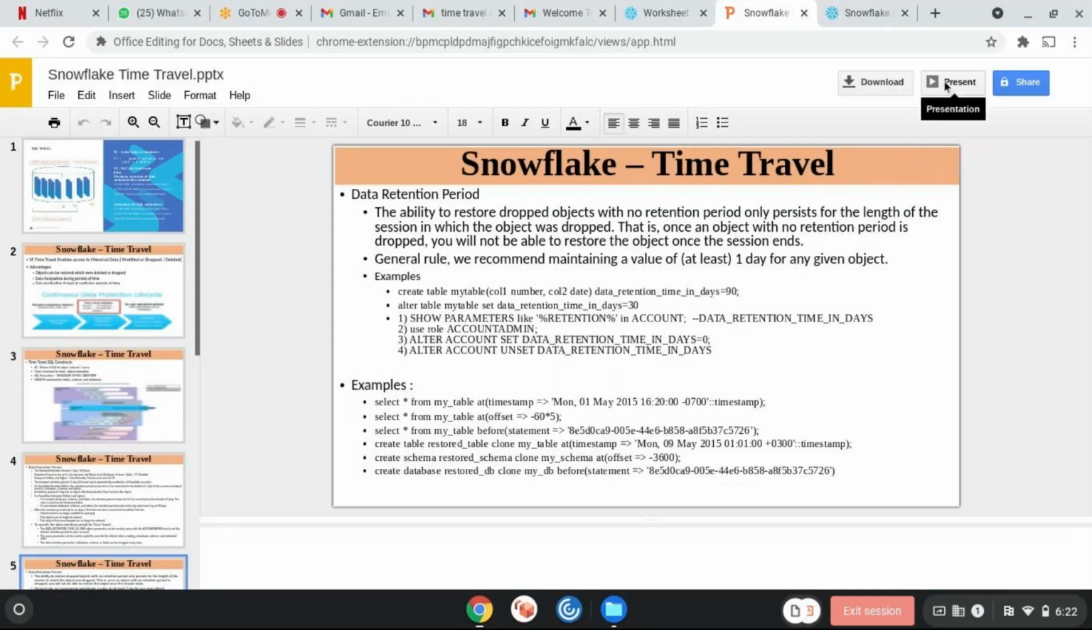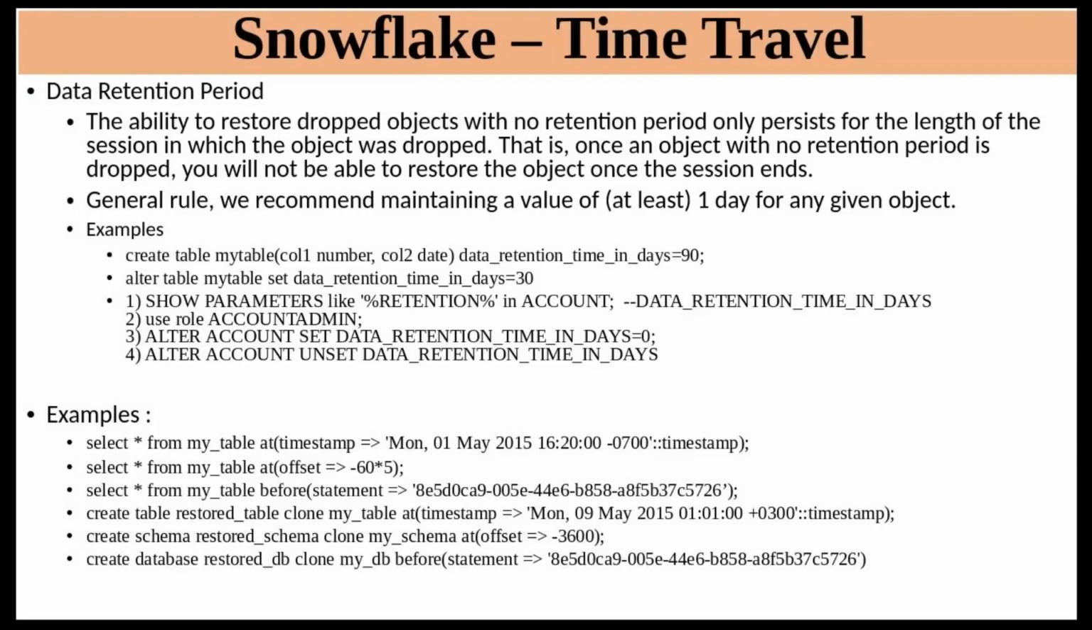And these are some of the examples. We have 3 parameters for querying at a particular timestamp. Offset, we have seen this, right? Minus 700, minus 600. This is by number of seconds. Offset is by number of seconds. And then the before statement: you can get the query ID, pass the query ID, and it gives you the data before this particular query ID.